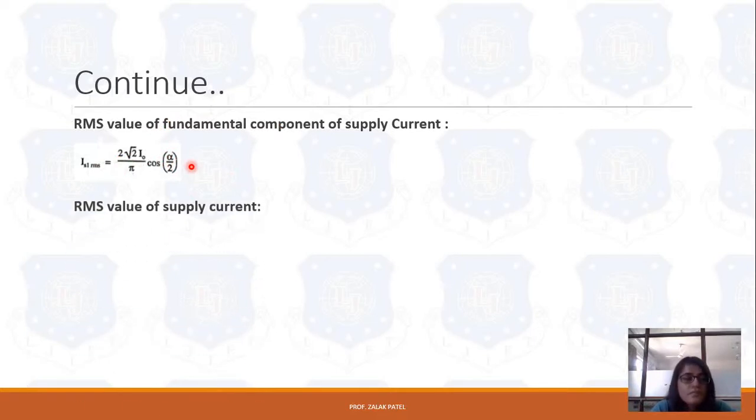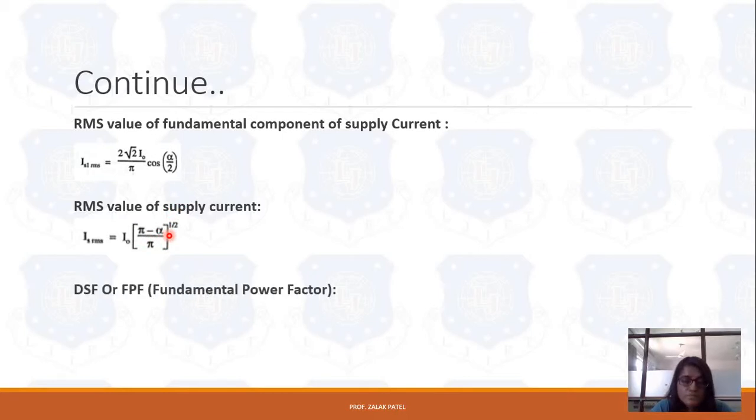Next is the RMS value of supply current. It is denoted by IS RMS, and it is given by I0 into pi minus alpha upon pi, raised to 1 by 2, in which alpha is the firing angle or delay angle. I0 is the maximum current value.